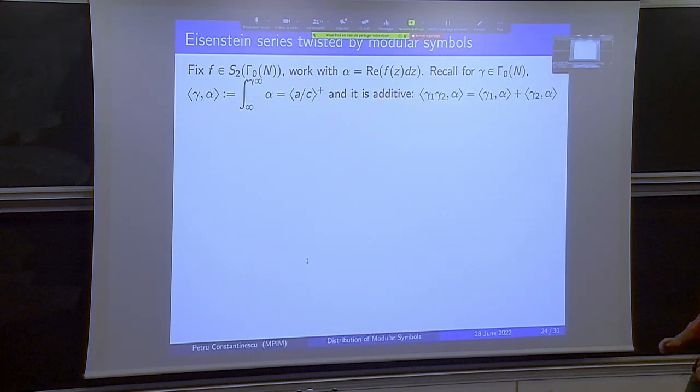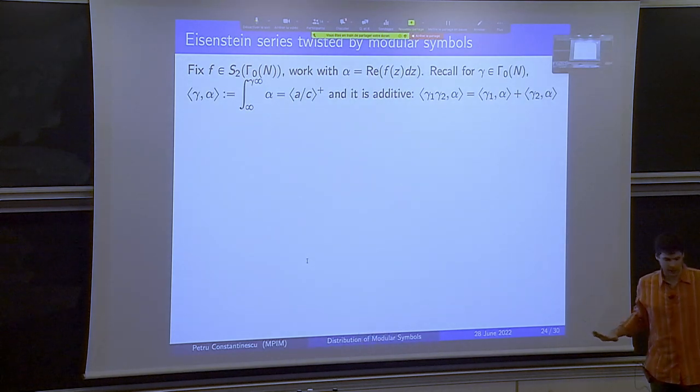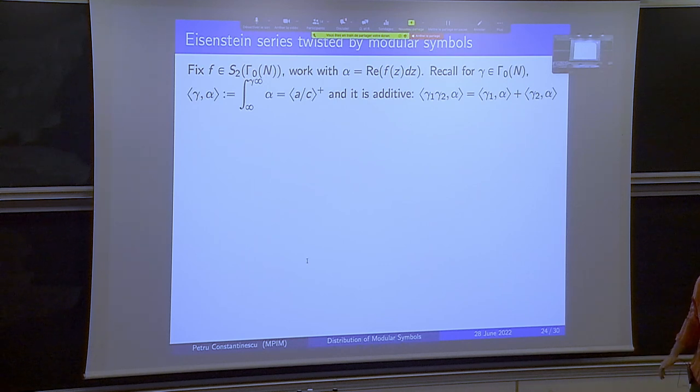Okay, so now for the rest of the talk, I will try to finish in 10-15 minutes. So I will be in the familiar two-dimensional space. So again, fix your favorite cusp form of weight 1 level n. Alpha is the real one-form. And we have this modular symbol map, the pairing between gamma and alpha, which is an additive map.